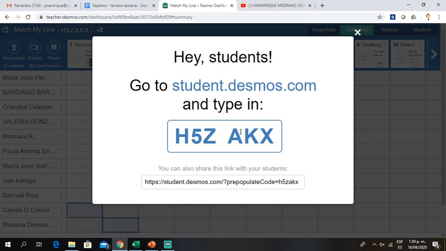Okay, let's continue with our activity. I need everybody to go to desmos.com and type in H5C AKX. Remember that if the second window that opens in Desmos says something like use Google, no, please choose without signing in, and put your real name. Remember that this activity has a grade. Okay, everybody, let's go.